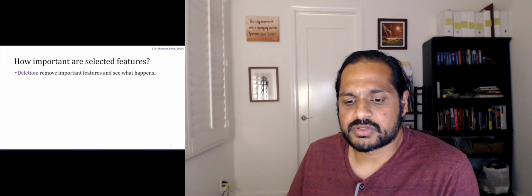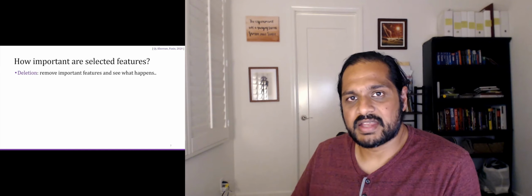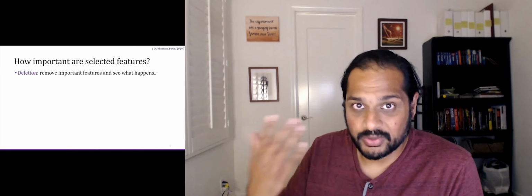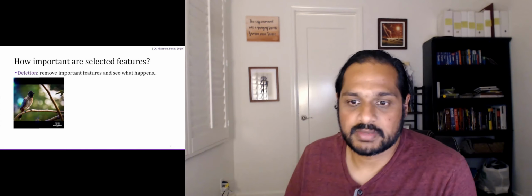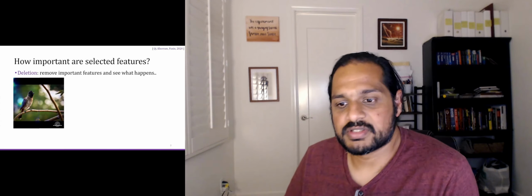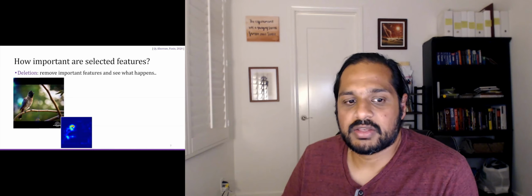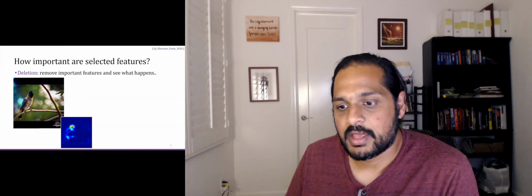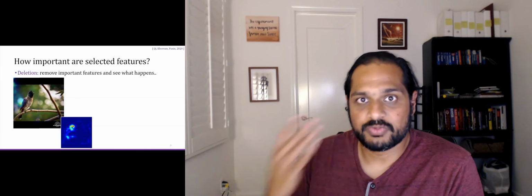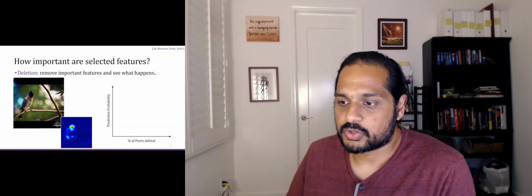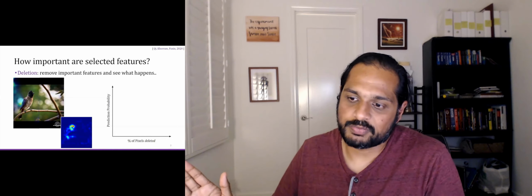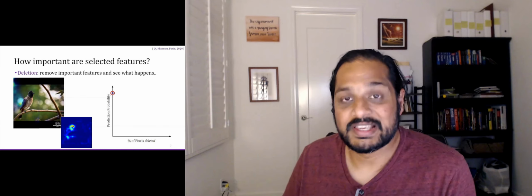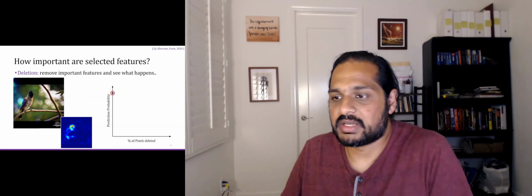The idea here is to start with your instance and do some deletion by removing the most important feature according to the explanation and see what happens, right? So here's an example of an image, and you have an associated explanation, which is a saliency map in this case. And you want to know what happens when you remove the most important pieces, right? So you draw a graph where you're plotting the prediction probability on the y-axis and the percentage of pixels deleted on the x-axis, and you start deleting pixels, right?